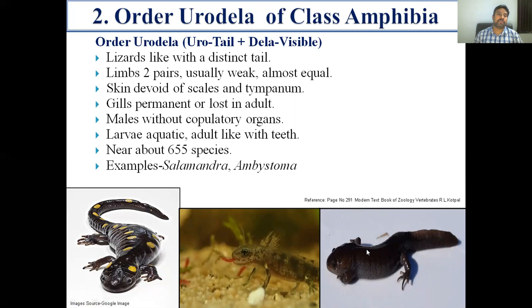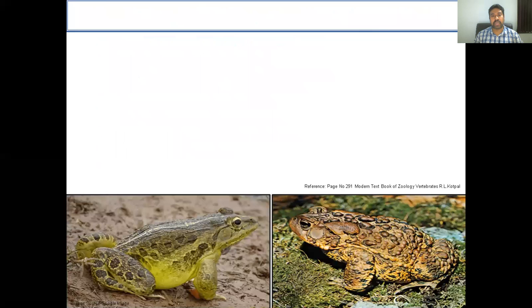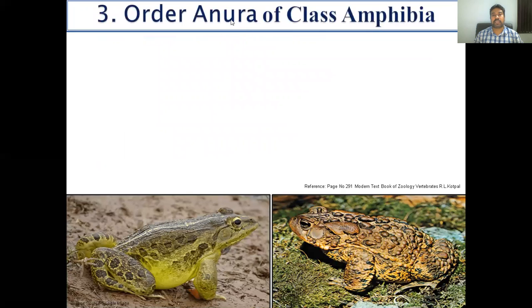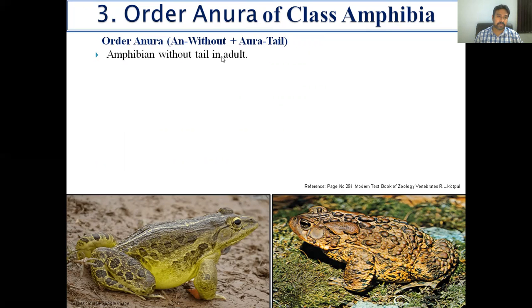The third order, order Anura, includes tailless amphibians, and this is the order which shows maximum diversity. They are amphibians without a tail in the adult. The hind limb is well developed and adapted for leaping and swimming. For example, here we can see that the hind limb is large as compared to the forelimb, and it is used for jumping and swimming.